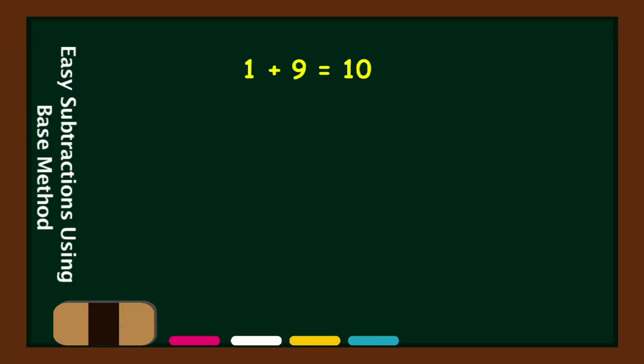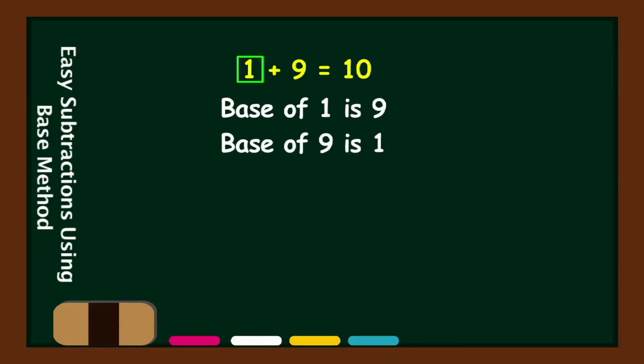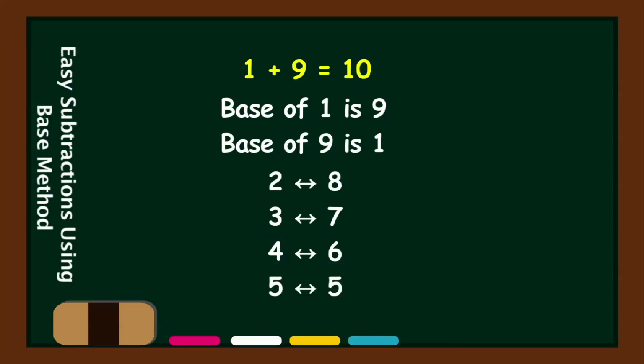So, we say that the base of 1 is 9 and the base of 9 is 1. In the same way, the base of 2 is 8 and the base of 8 is 2. The base of 3 is 7 and the base of 7 is 3. The base of 4 is 6 and the base of 6 is 4. And the base of 5 is 5 only. Just remember these bases while doing subtractions.